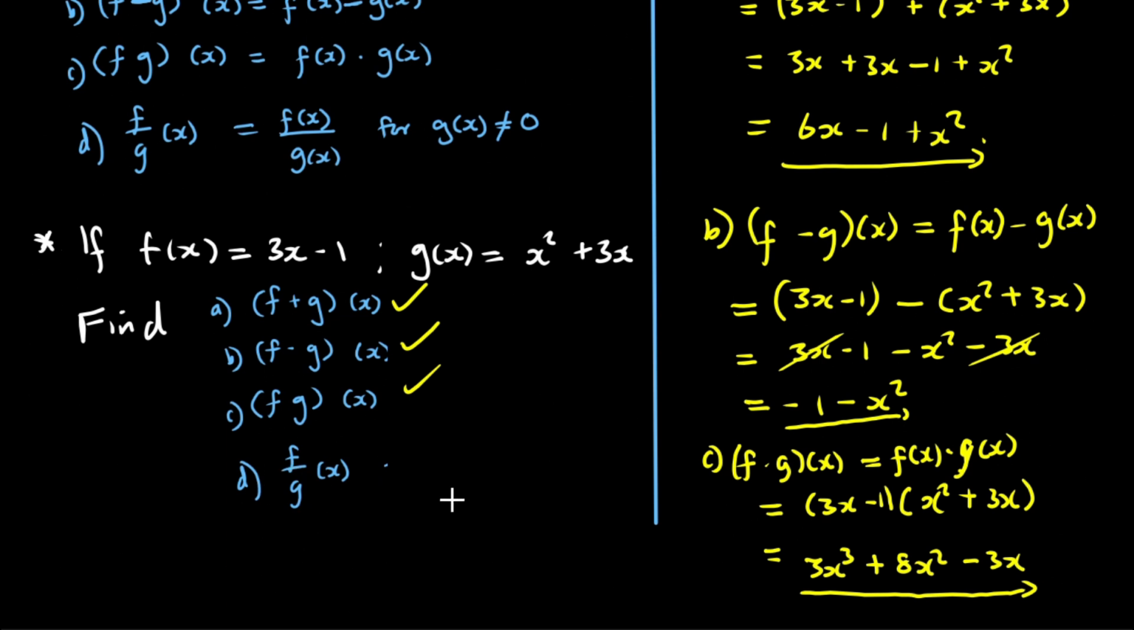Okay, let's look at the last one, which is D. When we are looking at D, it's saying f over g of x, and we know that it means f of x over g of x. And we come here and say f of x is 3x minus 1 over g of x is x squared plus 3x. And I don't see any need to factorize here because there's nothing common in the numerator and the denominator. So it will be very great to just leave it like that, because it will not get any simpler from here.